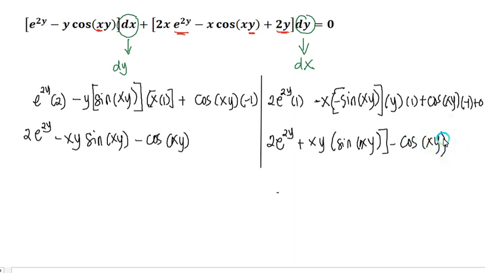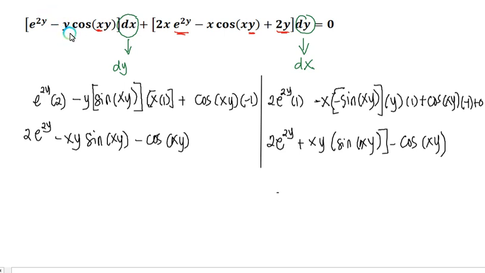Minus cosine xy. Okay, take note, we have to check if we made a mistake in our operation, because our answers are just the same. Maybe we made a mistake with the operation we performed, so we have to check first.